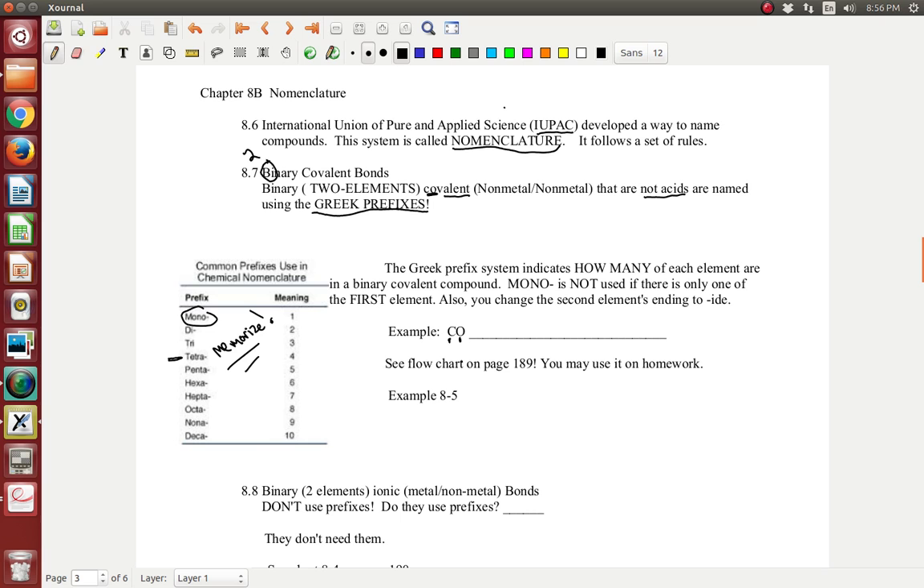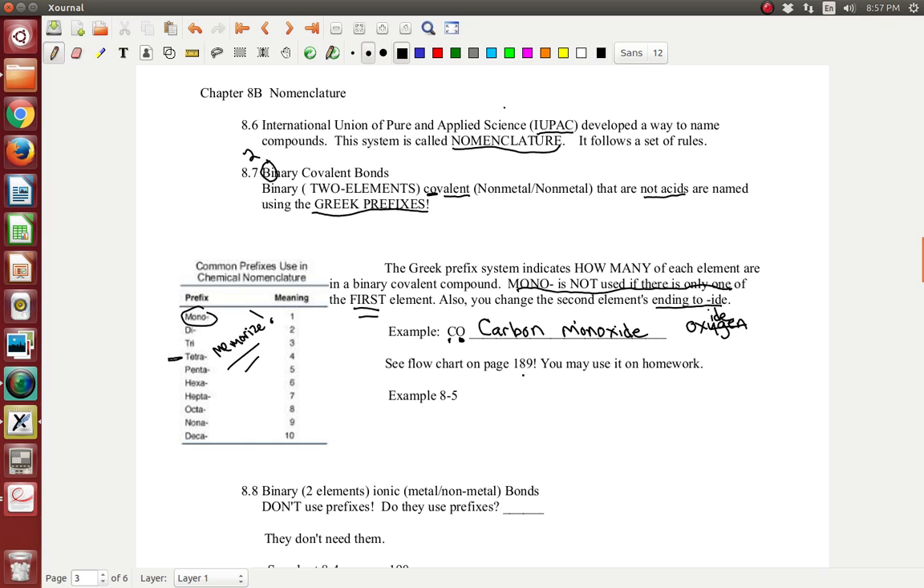So what you do is you write the name of the first element, carbon. It's really important you know these names. Then you write the name of the second element, oxygen, except you only have one of the second element. So you don't say monocarbon. Mono is not used if there's only one of the first element, but you do say mono for the second element. Monooxygen, but you don't want to have o and o, so it's just monoxide. Carbon monoxide. For the second element, you change the ending from oxygen to oxide. The ending changes to ide. So, carbon monoxide.